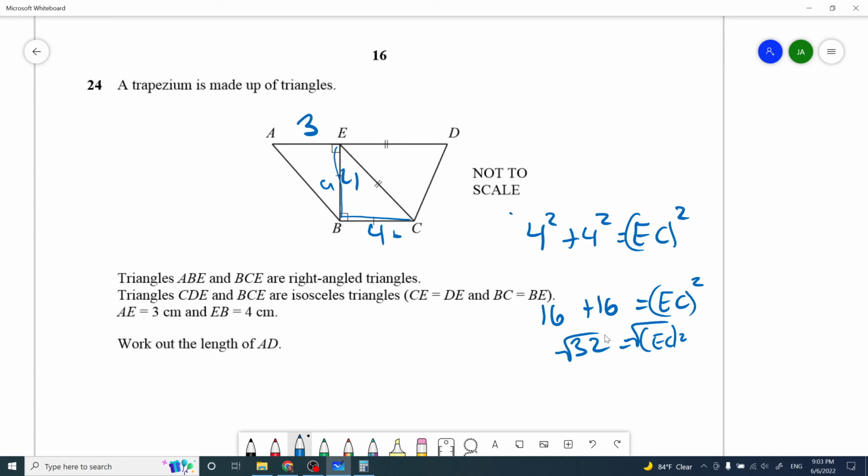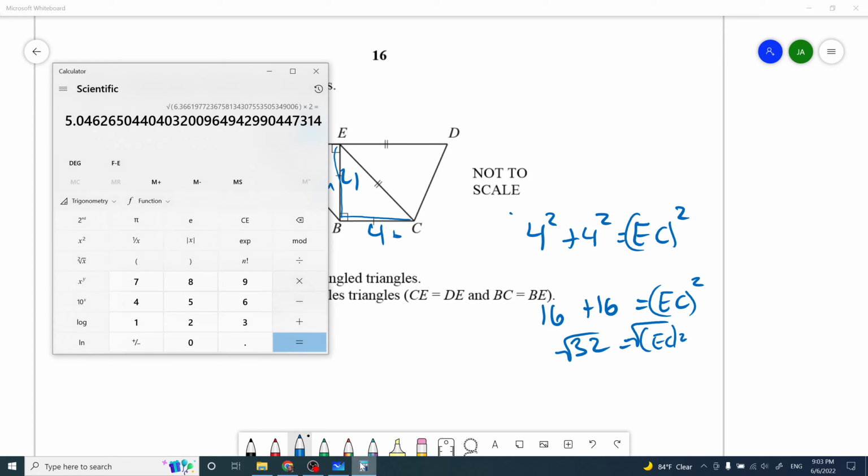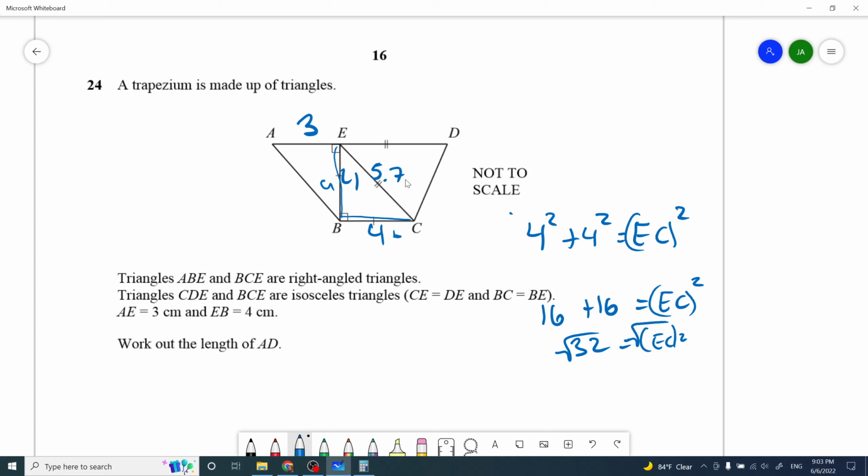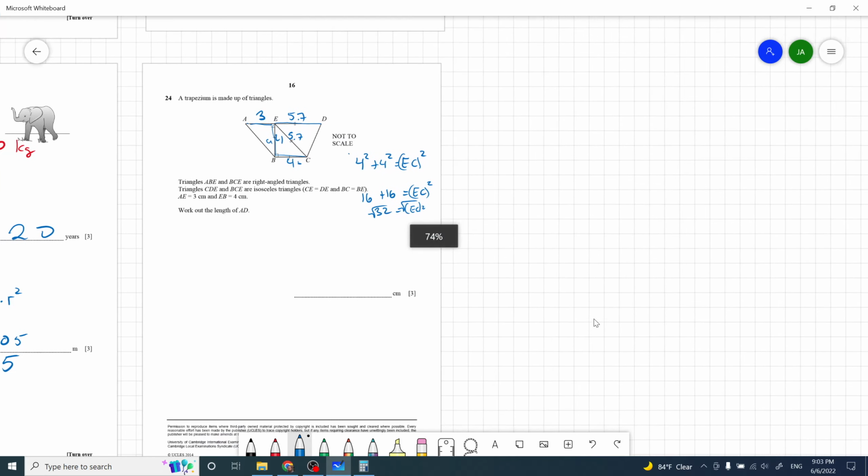But we're going to need to take the square root now, and the square root of 32 is about 5.66, so about 5.7. So EC is about 5.7. Since these are the same length, this is also going to be the same length. So we've got 3, so to get AD, you have this 3 plus 5.7, which will give us right about 8.7 centimeters.